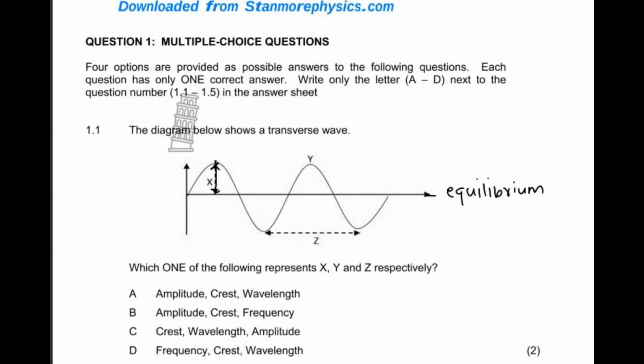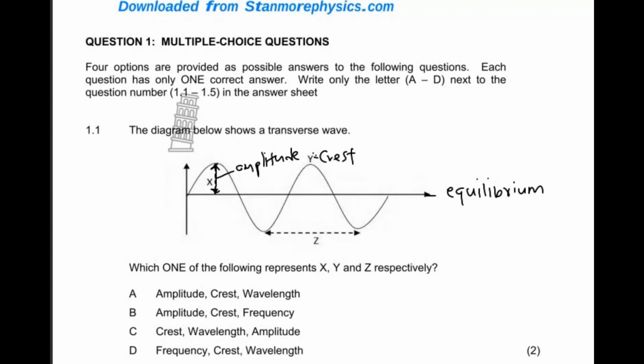That highest point has a name. We call it the crest. So we call that highest point a crest, and it means that Y essentially shows the highest point on the wave, and that is the crest. But that displacement, that magnitude of displacement from equilibrium to the highest point also has a name, and it is referred to as the amplitude. So we've identified X, we've identified Y. X is the amplitude, Y is the crest.